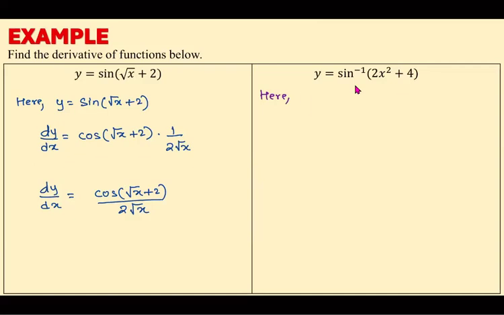So here we have y equal to sine inverse of 2x squared plus 4. This is also a composite function, so we use the chain rule. First, dy over dx is equal to the derivative of the outside function, keeping the inside the same.